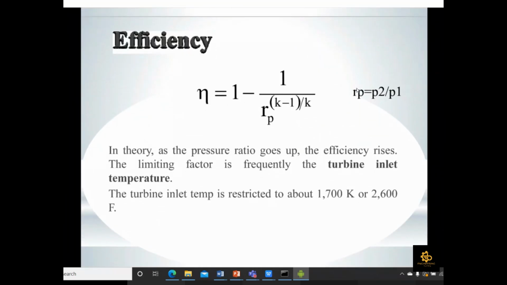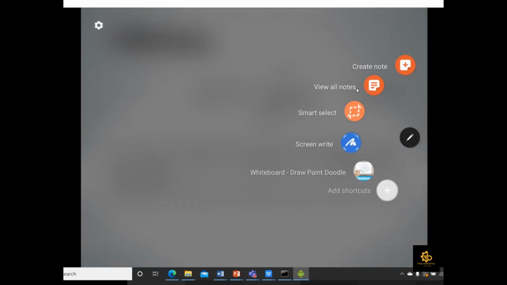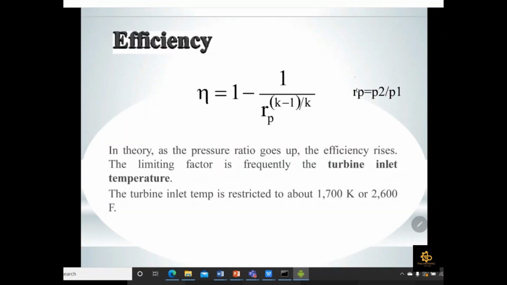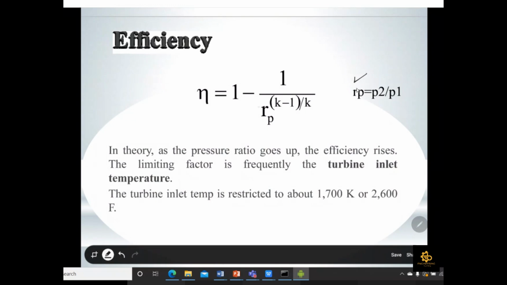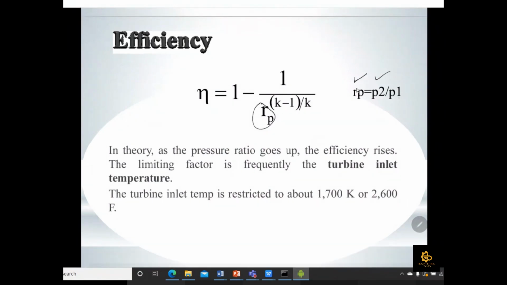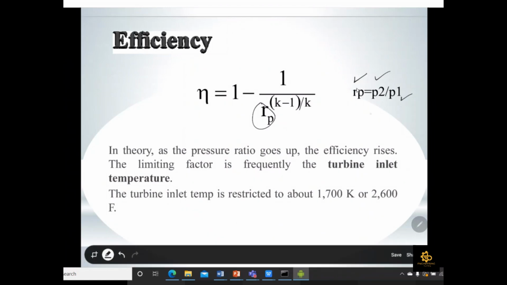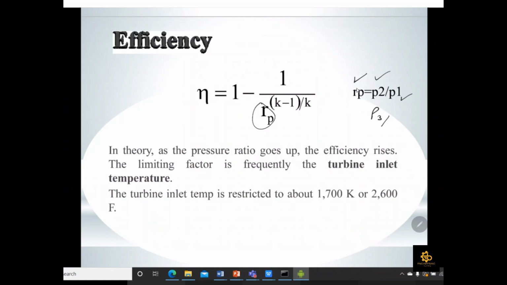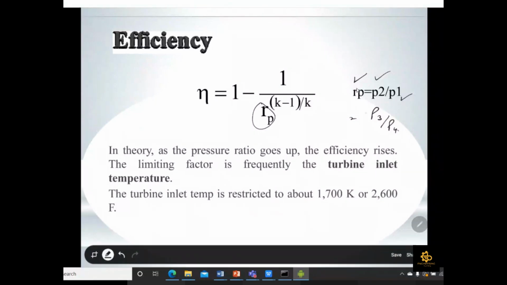Okay, this is the efficiency equation. So we will try to derive this equation, how this equation comes from, and then there will be another term which is used for the Brayton cycle, the pressure ratio, which is the ratio of your maximum pressure, which is at point number 2, and your minimum pressure, which is at point number 1. Okay, so this is also called P3 over P4 as well, because your pressure at point number 3 is equal to P2 and pressure at point number 4 is equal to P1.